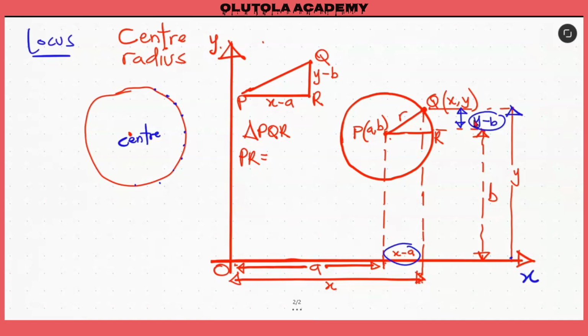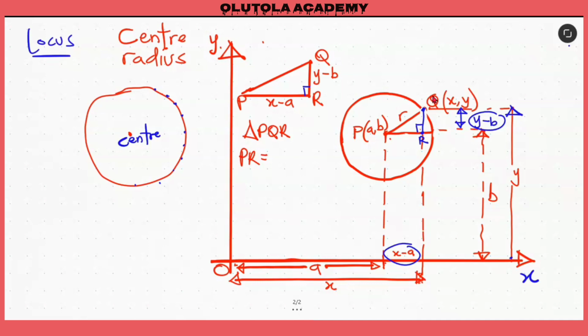Bringing that together in a triangle now, we have a right angle triangle PQR. Of course, you know that this is 90 degrees and this is point Q. So I'm bringing it out here. I call this point R. In this right angle triangle, we have from this point to this point to be x minus a. We have from this point to this point to be y minus b. So we want to get the radius, given the center and a point on the circumference.